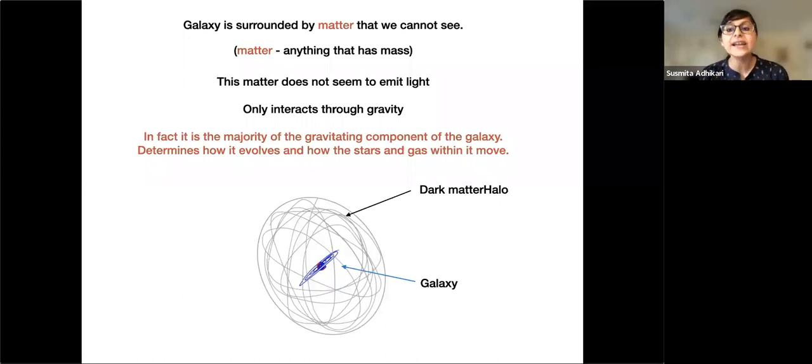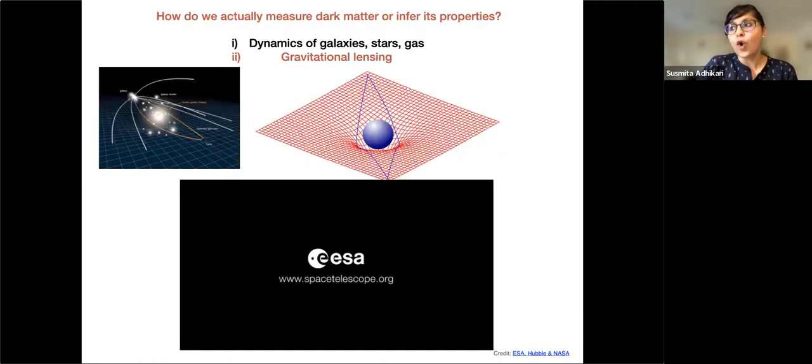This was very surprising because matter, as we understand it in the standard model of particle physics, does interact electromagnetically, does emit light, but this was something very unique, which we could not see, but which was influencing the motion of galaxies. In fact, over the last many decades, we have inferred the presence of dark matter, this matter that we cannot see but has gravitational force, in many different ways. We have found multiple different lines of evidence for its existence.